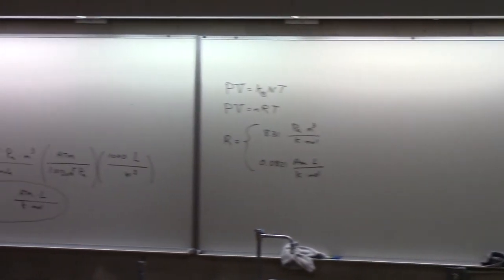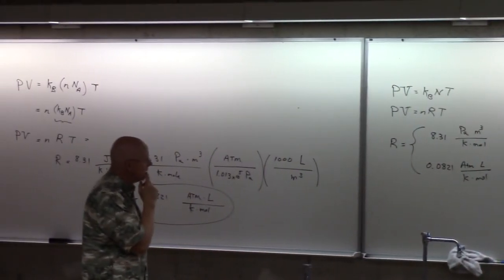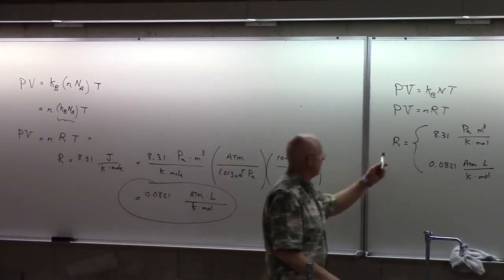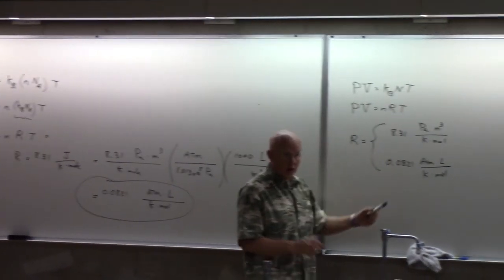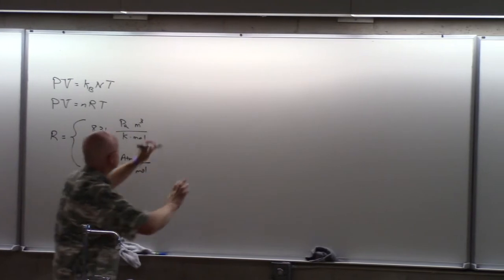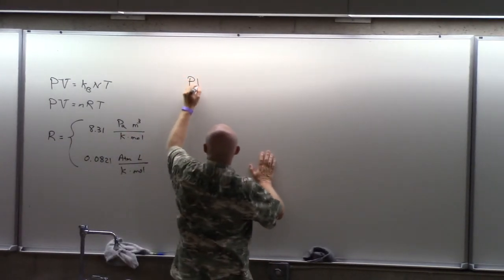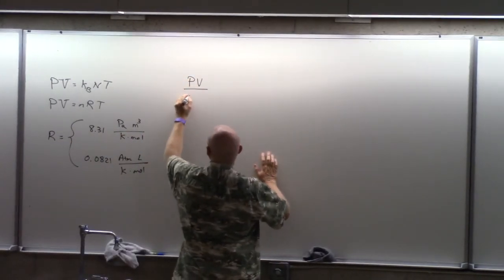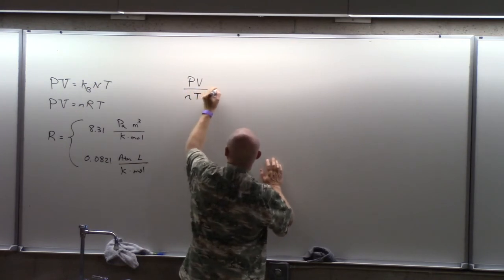I find it kind of convenient to avoid the units for R altogether. I like to do this. Let's rearrange this equation so it says PV over NT equals R.